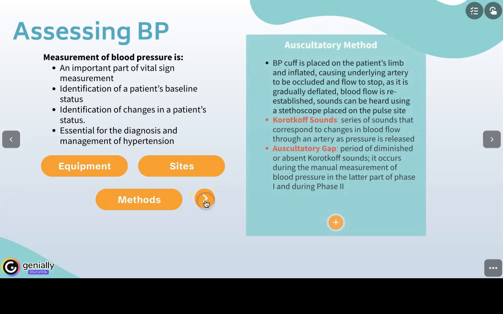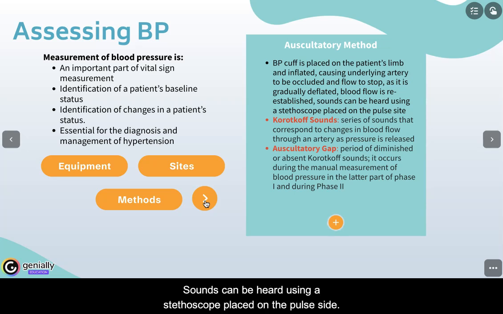So in the auscultatory method, the BP cuff is placed on the patient's limb and inflated, causing the underlying artery to be occluded and flow to stop. As it gradually deflates, the blood flow is reestablished. Sounds can be heard using a stethoscope placed on the pulse site. So the Korotkoff sounds, what are these? These are a series of sounds that correspond to the changes in blood flow through an artery as you're measuring the blood pressure. The auscultatory gap is the period of diminished or absent Korotkoff sounds, and it occurs during the manual measurement of blood pressure.